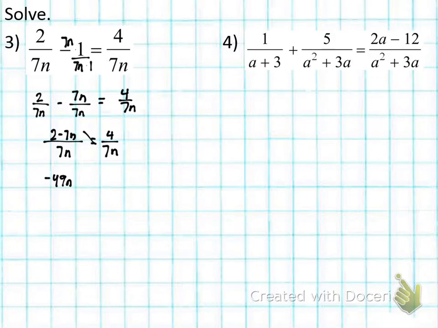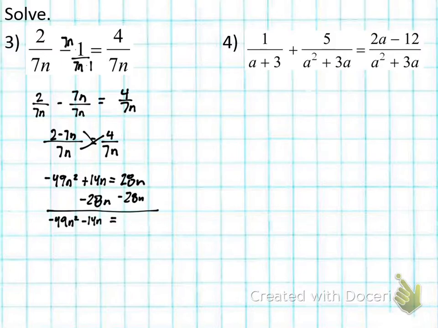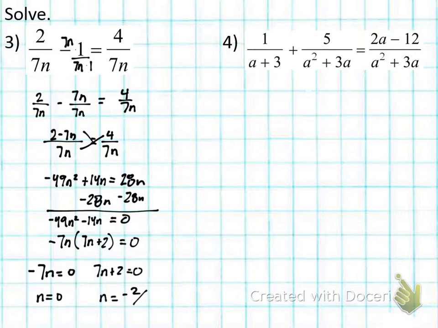2 times 7n is 14n. Negative 7n times 7n is negative 49n squared. And then I cross multiply again. 7n times 4 is 28n. Okay? Now I'm going to combine like terms, putting my n's together. I got negative 49n squared minus 14n is equal to 0. What can I factor out of here? Negative 7n. Okay? So negative 7n times 7n plus 2 is equal to 0. So one of your answers is n is equal to 0, and the other one n is equal to negative 2/7.